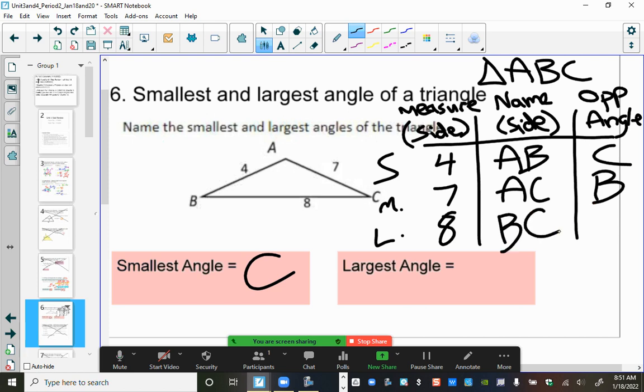What letter did we not write here? There you go. And then of course your largest angle has to be letter A. Small angle C is going to be your smallest. That's why. Set up the chart, smallest to largest. And then once you figure out the names of each side, whatever letter you did not write here, you write over there. That's how you set it up.